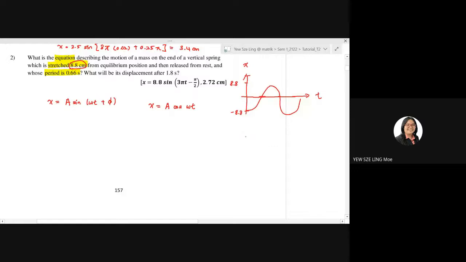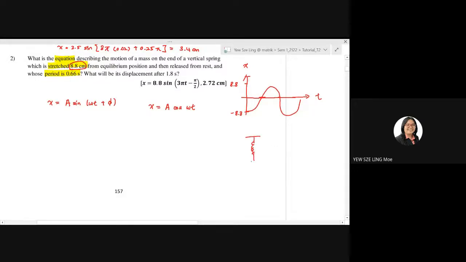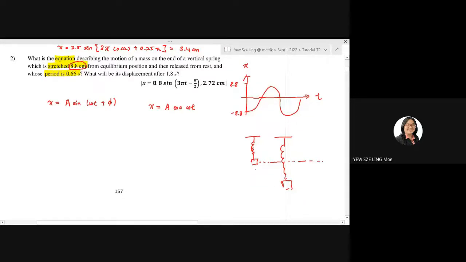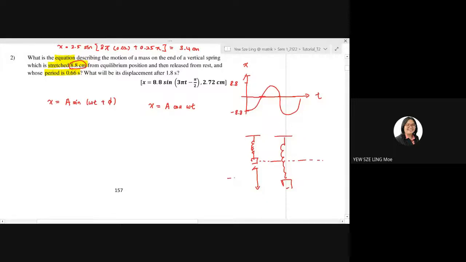So this is a vertical spring, initial position. This is after you stretch it. What happened right now is the object is located below the initial position. So this one is your negative 8.8 cm. The object starts from a negative position, so we have a negative cos function, negative A cos omega t. You stretch the vertical spring 8.8 cm from equilibrium position, and then you release it. So the graph that you're going to obtain is as shown on the right hand side.